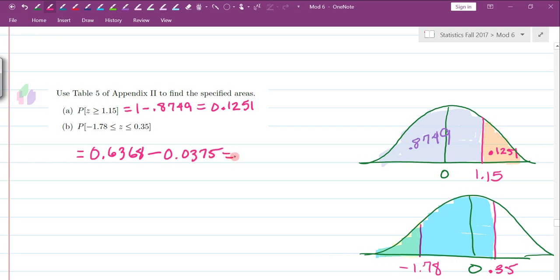0.0375. Throw this in our calculator and we get 0.6368 minus 0.0375, and we find the area under the curve is 0.5993, and that's the area under the curve in the sky blue region. So the area from negative 1.78 less than z less than 0.35 is equal to 0.5993. Okay, so this area in here in the blue is 0.5993. So that's how we're working with the tables.